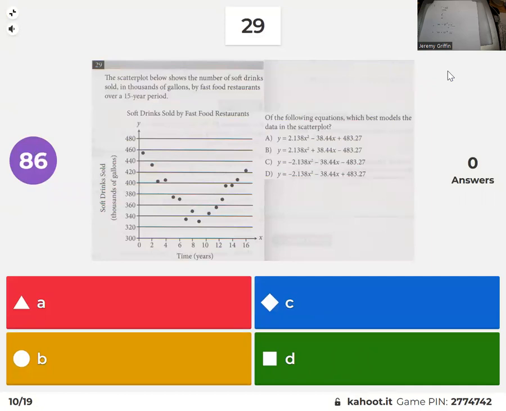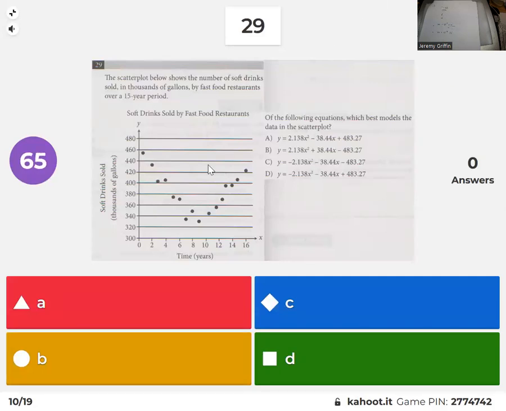Number 29. The scatter, I'm going to guide you guys through this one. The scatter plot below shows the number of soft drinks, in thousands of gallons, sold by fast food restaurants over a 15-year period. You guys see the time ticking along left to right, and then soft drinks goes down and then back up. Which of those equations best models that scatter plot?